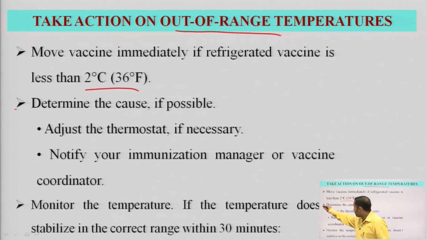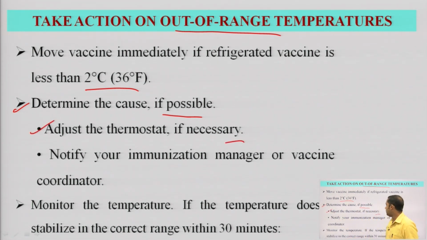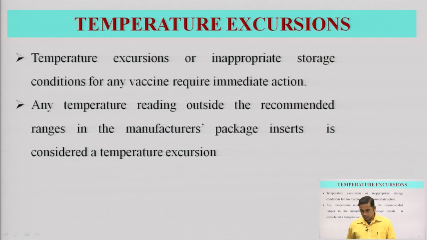Then you determine the cause, if possible, of why it is happening. You can take the help of the thermostat if necessary. You can notify your manager or vaccine coordinator and monitor the temperature if it does not stabilize within 30 minutes. And if it is out of control, then you have to see the parameters mentioned in the product information sheet. If there is some color change or any kind of precipitation happening, inform your higher authorities, and they will take action. They will discard those vaccines, and those vaccines will not be given to patients.